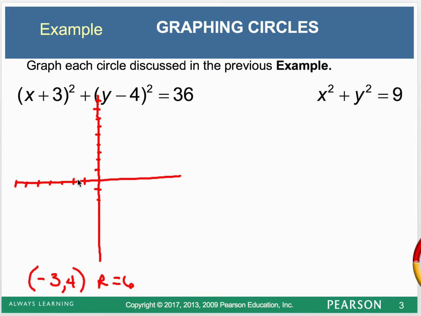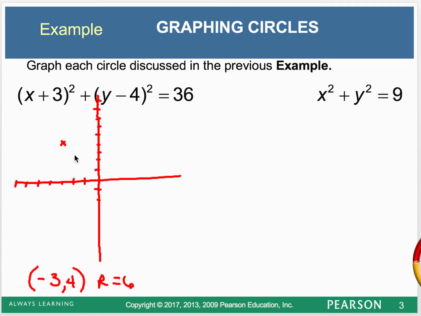Okay, negative 3, 4, right here. Now, I'm not going to put a point there because technically the center is not a point on the circle. But if I know my radius is 6, then I can go 6 in this direction, right? That means 6 units in every direction from this point is on my circle.